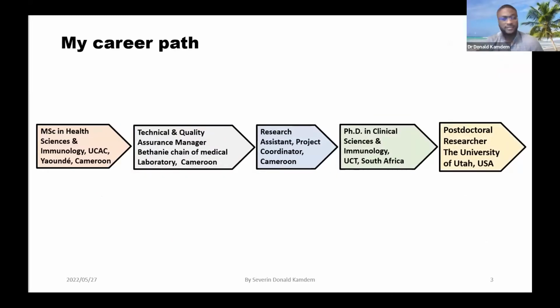So I got my master's in health and immunology at the Catholic University of Central Africa in Yaoundé, Cameroon. Then I worked as a technical and quality assurance manager in a chain of laboratories specialized in medical diagnostics. And I took up a research assistant and project coordinator position in a research institution in Cameroon. I was awarded a fellowship to further my studies through a PhD in clinical science and immunology at the prestigious University of Cape Town in South Africa. And I'm now in the US doing my postdoc.